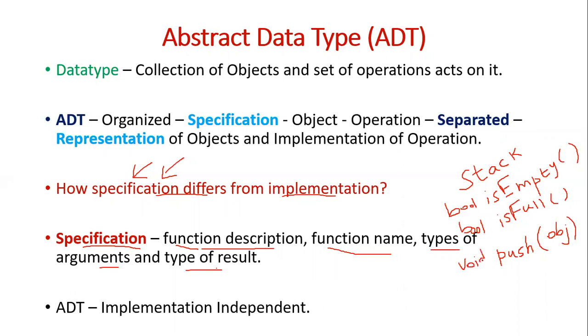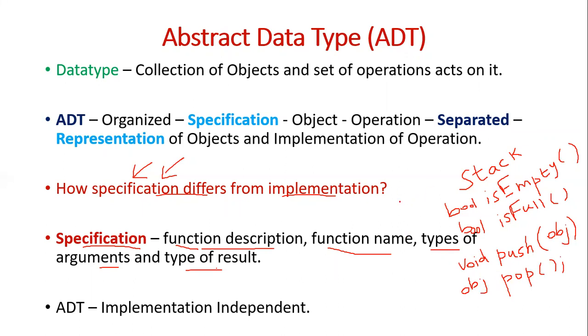It may also have a function called pop. It will return whatever data is available at the top of the stack. So whatever was most recently pushed will be popped out. What will it return? It will return that object, whichever it is, that is popped. So this is how abstract data types are represented.